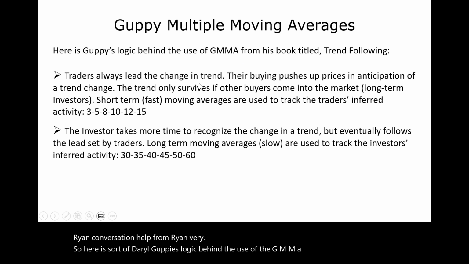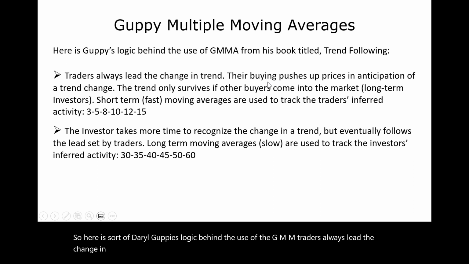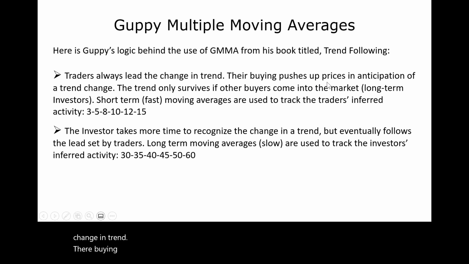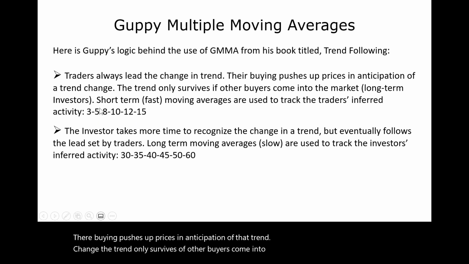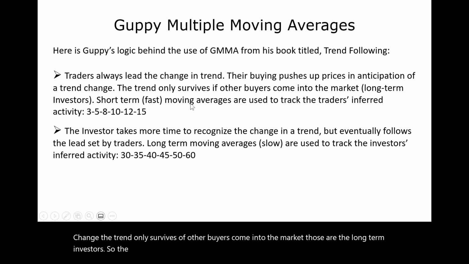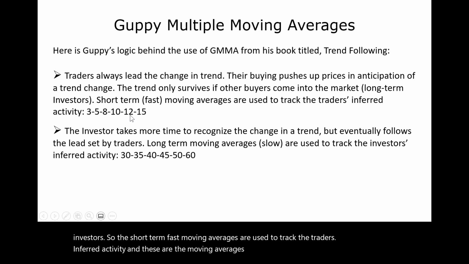So here is sort of Daryl Guppy's logic behind the use of the GMMA. Traders always lead the change in trend. Their buying pushes up prices in anticipation of that trend change. The trend only survives if other buyers come into the market. Those are the long-term investors. So the short-term fast-moving averages are used to track the traders' inferred activity, and these are the moving averages that he uses, the 3, 5, 8, 10, 12, and 15 EMAs.